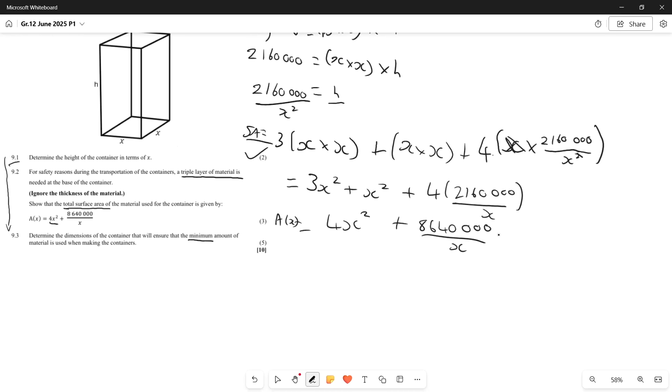And these are supposed to be tricky questions, but there's a similar format throughout each optimization question for June, prelims, and finals. So what we have now is we have our area, we calculated it. Great. If we didn't, once again, we would use it. And 9.3, it's saying determine the dimensions of the container that will ensure that the minimum amount of material is used when making the containers.